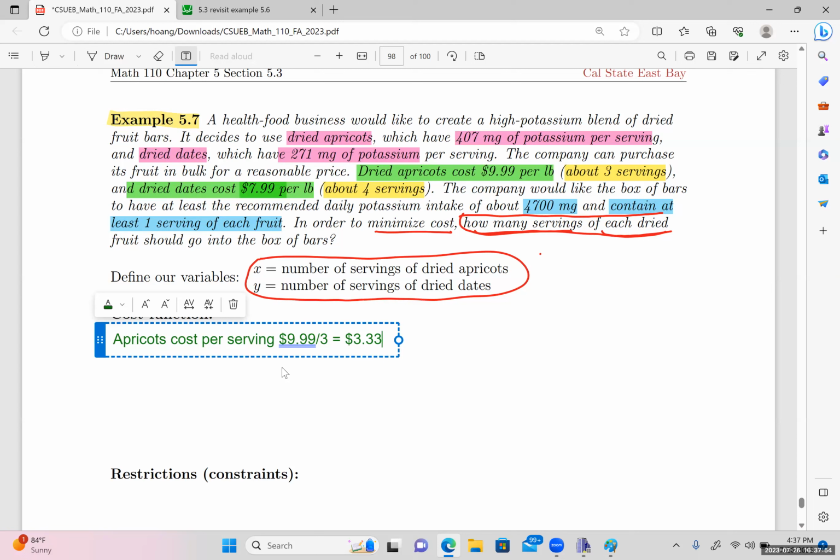So that means what? The cost of x servings is going to be 3.33 times x, right? 3.33 times x.